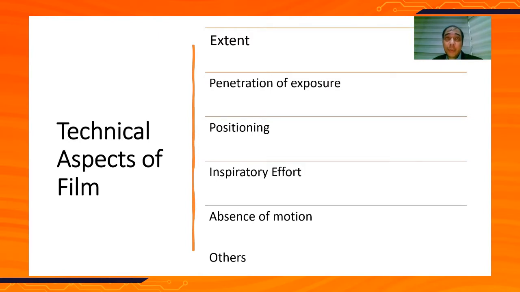Inspiratory effort: visualization of the 10 posterior ribs above the diaphragm is a good indication of good inspiratory effort in adults. In children, 5 to 6 anterior ribs or 8 to 10 posterior ribs above the diaphragm is a sign of good inspiratory effort. Now, absence of motion would show well-demarcated or well-marginated vessels, cardiac margins, and diaphragms. Now, for the others, there should be absence of objects or artifacts on the applicant's clothing, which may obscure underlying lung opacities.